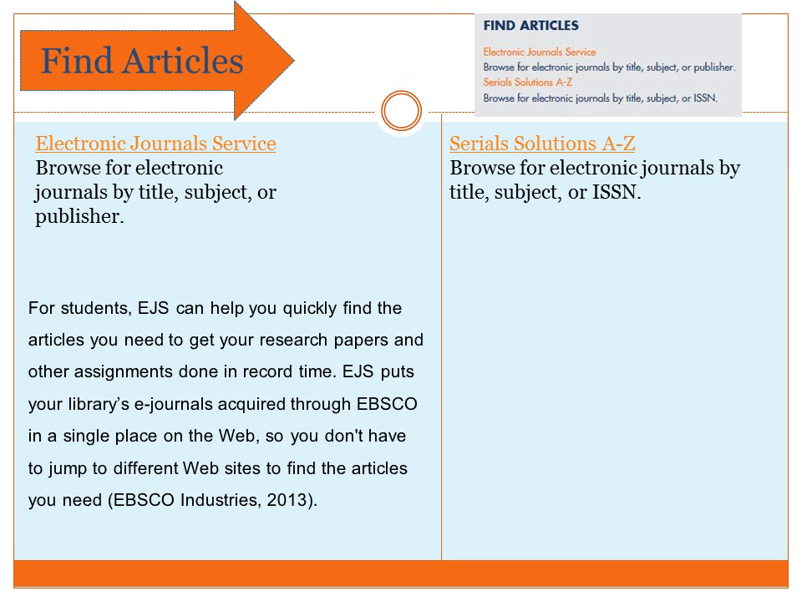Now we'll look under Find Articles. Here you have two different ways to search for electronic journals. We have the Electronic Journal Service and Serial Solutions A to Z. Under the Electronic Journal Service, you can browse for electronic journals by title, subject, or publisher. And for Serial Solutions A to Z, you can browse for electronic journals by title, subject, or ISSN.